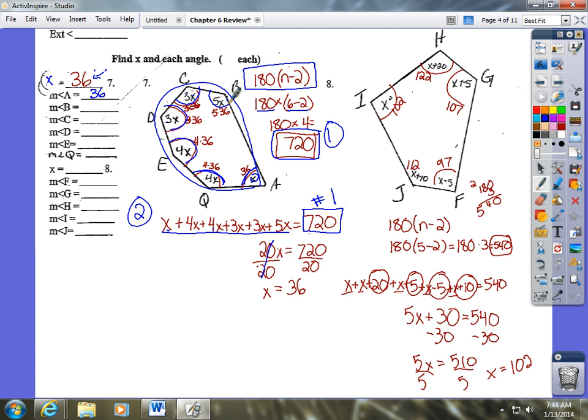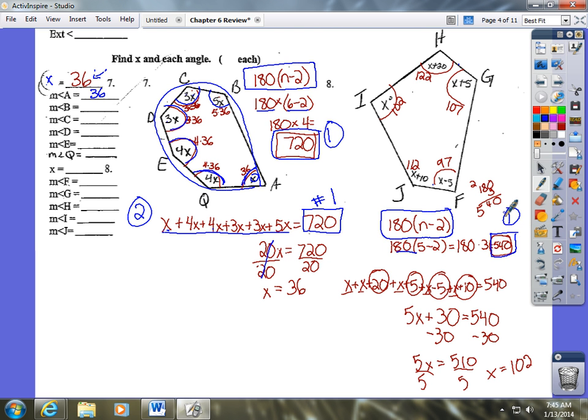Okay, so we're going to do the same process for the next one. You're going to start off with 180 times the number of sides you have minus 2. In this case, we have 1, 2, 3, 4, 5 sides. 5 sides and 5 angles. So we have 180 times 5 minus 2, which is 180 times 3, which gives us 540 degrees. All right, that's my first step. My first step is to find the sum of the angles.